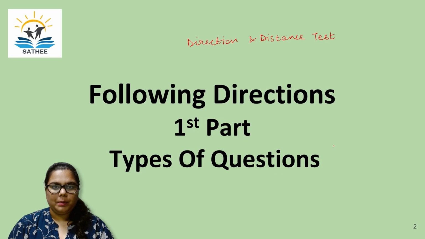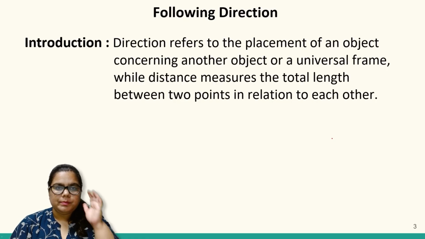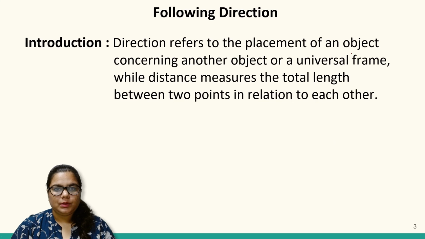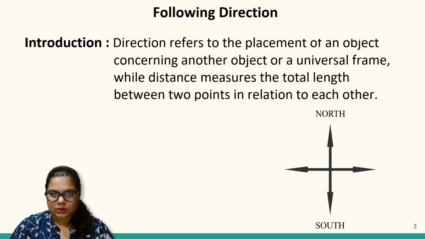In today's lecture, we will discuss all the types of questions that you can get in your competitive exams from this topic. So what do you mean by following direction? Basically, direction refers to the placement of an object concerning another object. For understanding following directions, there are a few basic concepts that everybody should know. The first concept is the basic directions. We all know that there are four basic directions: north, south, east, and west. These are the four basic directions.